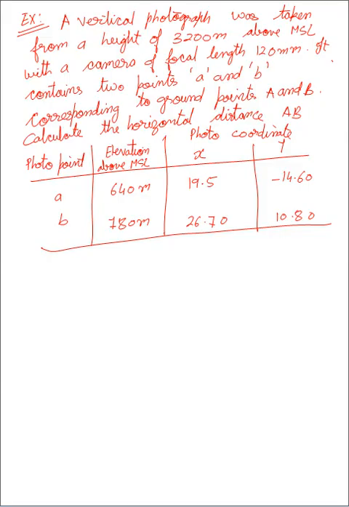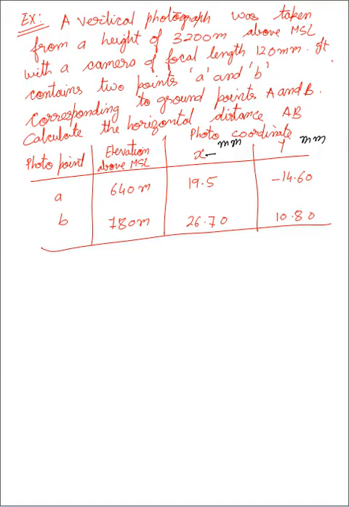Now they have given us a small table: photo point A, B, then elevation above MSL, that is mean sea level, and photo coordinates. These coordinates are obviously in mm, so I am writing down mm. This is also in mm. Both the photo coordinates are in mm. Then the elevation of the 2 points, the point A.